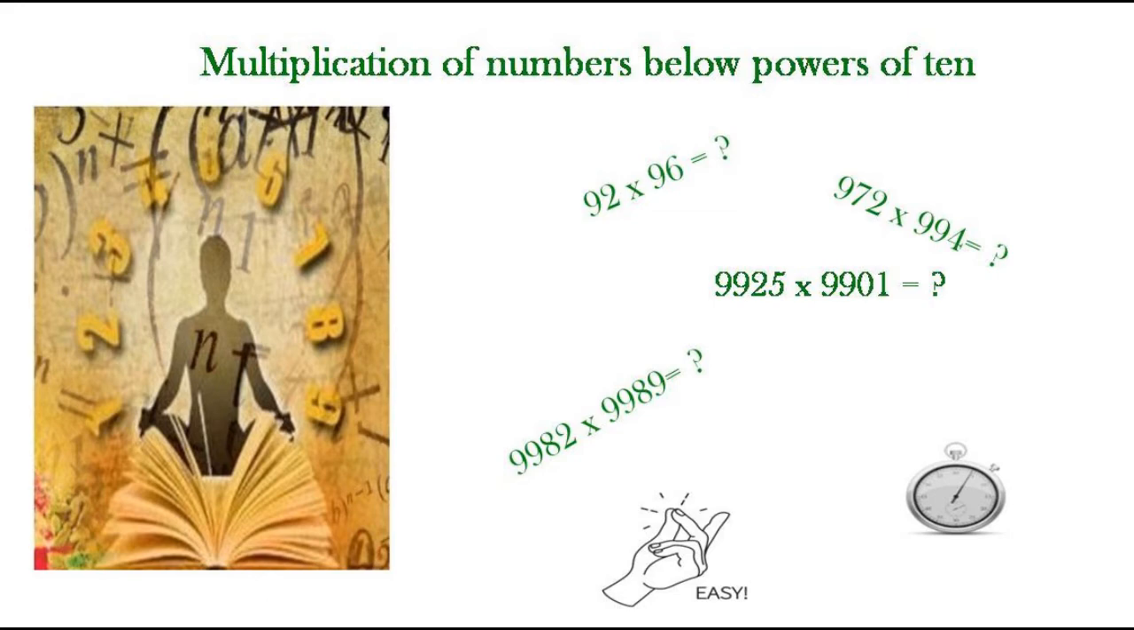Today we will look at how to multiply the numbers that are below a power of 10. That means they can be below 10, 100 or any other power of 10. In this trick, we will come across two different terms, and those terms were explained in a different video, and the link for the same is provided in the description.